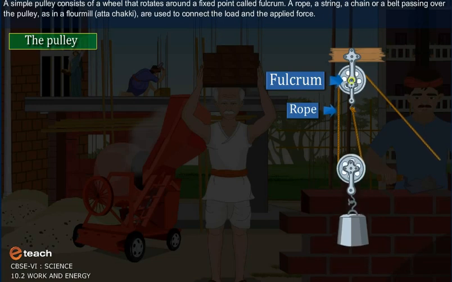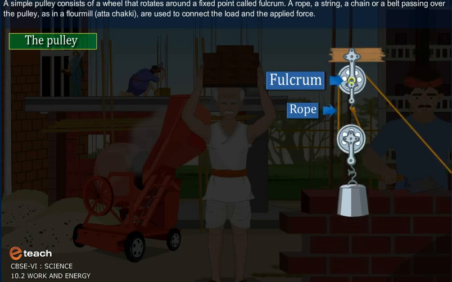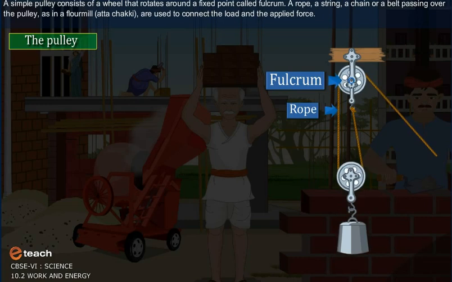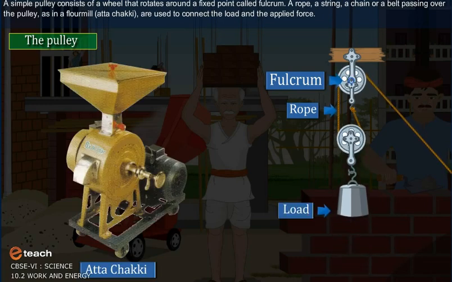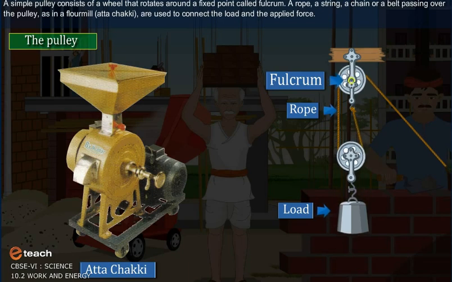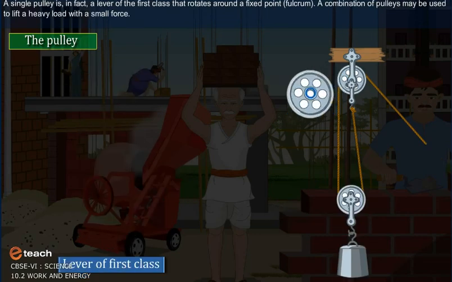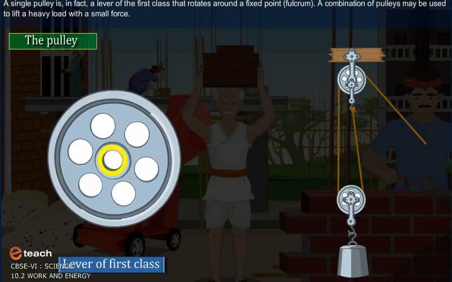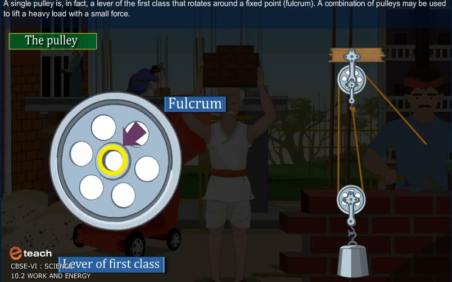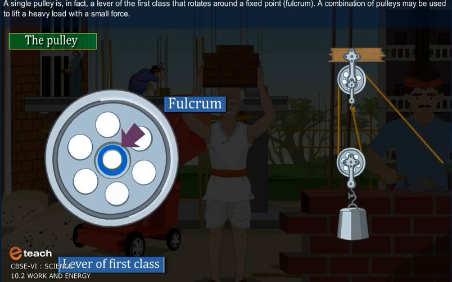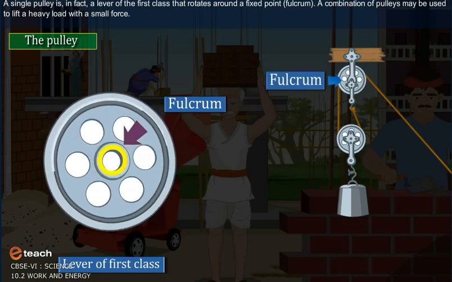A rope, a string, a chain, or a belt passing over the pulley, as in a flour mill, that is atta chakki, are used to connect the load and the applied force. A single pulley is, in fact, a lever of the first class that rotates around a fixed point, fulcrum. A combination of pulleys may be used to lift a heavy load with a small force.